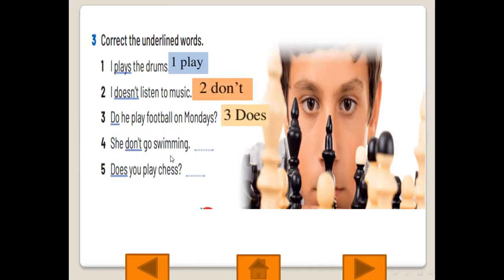She don't go swimming. It's a negative form of the simple present tense. And as we said before, we use don't or doesn't. So my advice to you, and I repeat it again and again, look at the subject pronoun. She. It's wrong to say don't, but what is the right answer? She doesn't. Excellent. You are great.